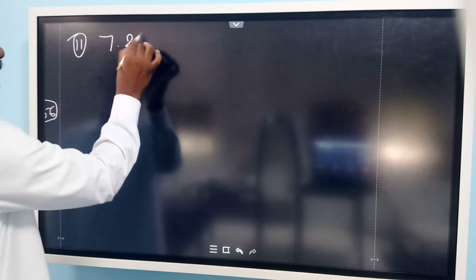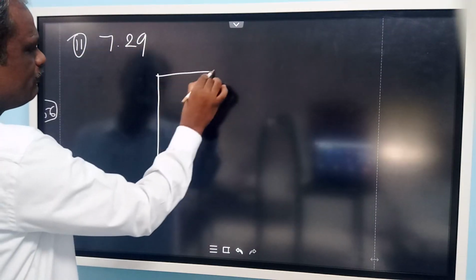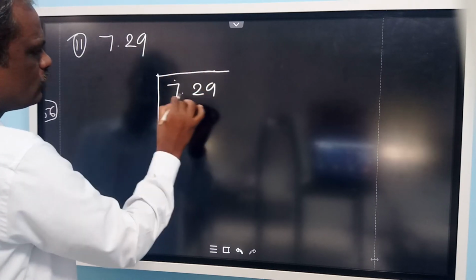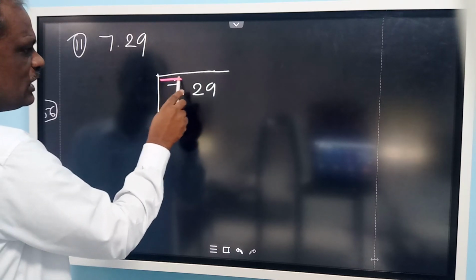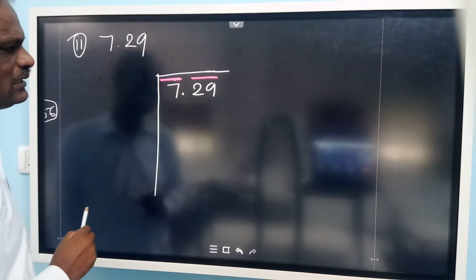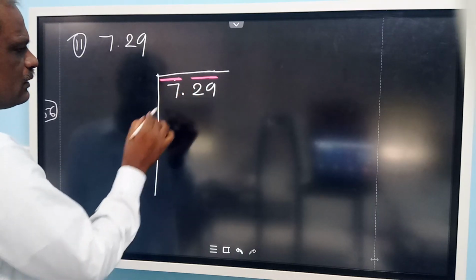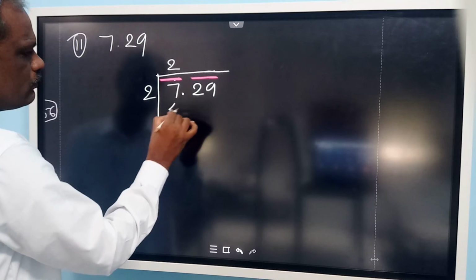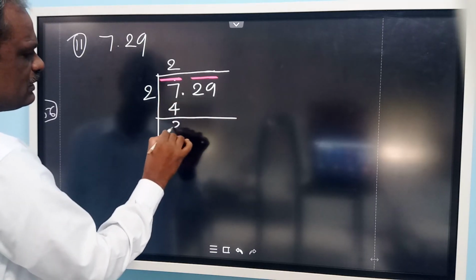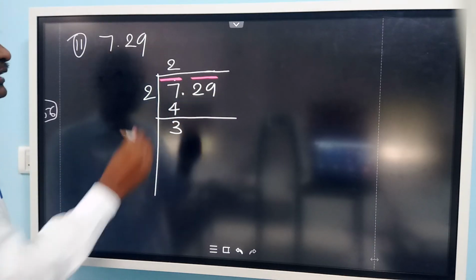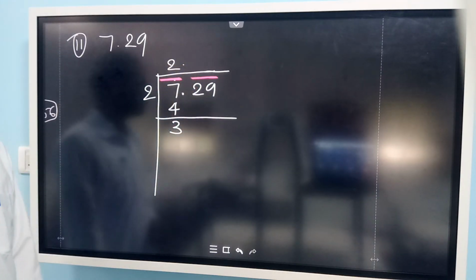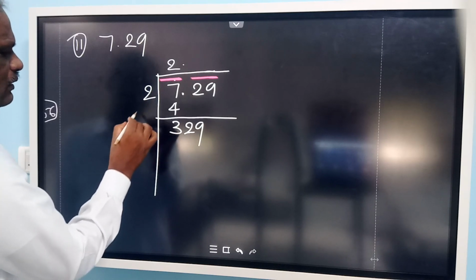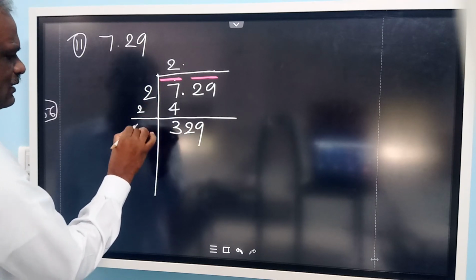7.29. Let us find the square root of 7.29. Write it between these lines like this. Group the integral and decimal parts. There is only one digit in the integral part, and two digits in the decimal part, one group only. The nearest square number is 4. 2 2s are 4. Subtract: 7 minus 4, 3. Now you are moving to the decimal part, so keep the decimal point in the quotient. Bring this 29 down. Now double this divisor, 2 plus 2, it is 4.